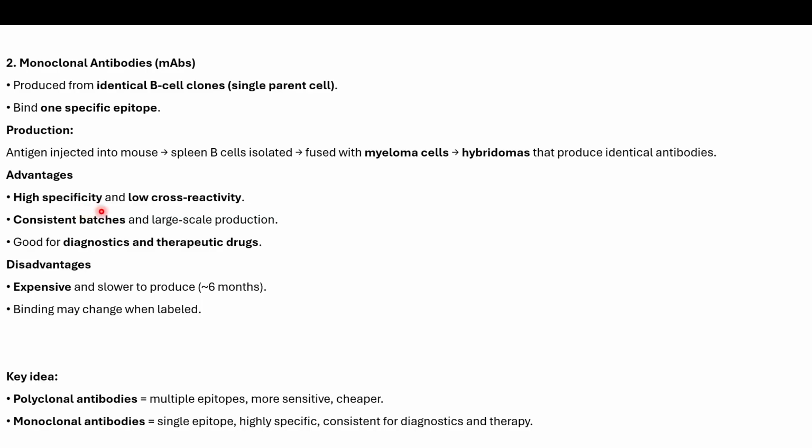Advantages: high specificity and low cross-reactivity, consistent batches and large-scale production, good for diagnostics and therapeutic drugs. The disadvantages are expensive and slower to produce. Binding may change when labeled. Key idea: polyclonal antibodies have multiple epitopes, like can bind to multiple regions of the antigen, and it's more sensitive and cheaper. However, monoclonal antibodies have a single epitope and are highly specific, and it is consistent for diagnostics and therapy.